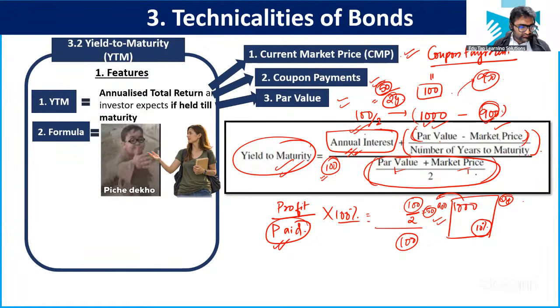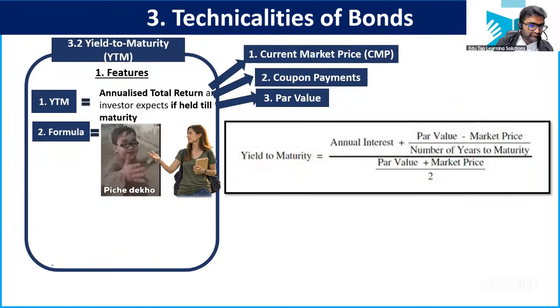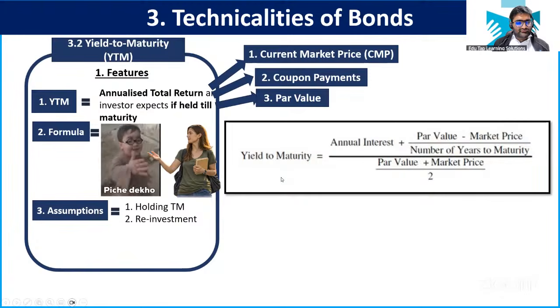Okay, Madhav, is it clear? Others, is it clear? Okay, sorry. Yeah, so that is the formula. I hope you will be able to remember this and you will be able to apply it. Anyway, there are two assumptions: that we are holding this bond till the end, till maturity. That does not happen.